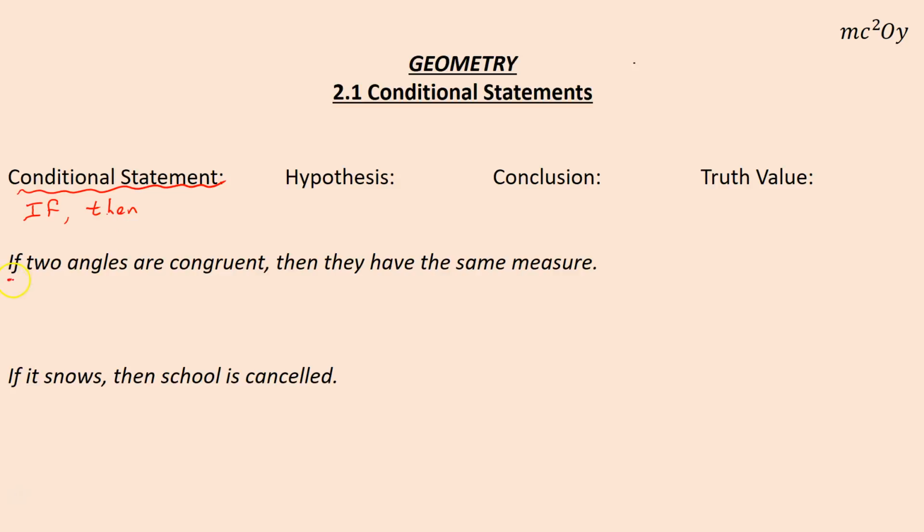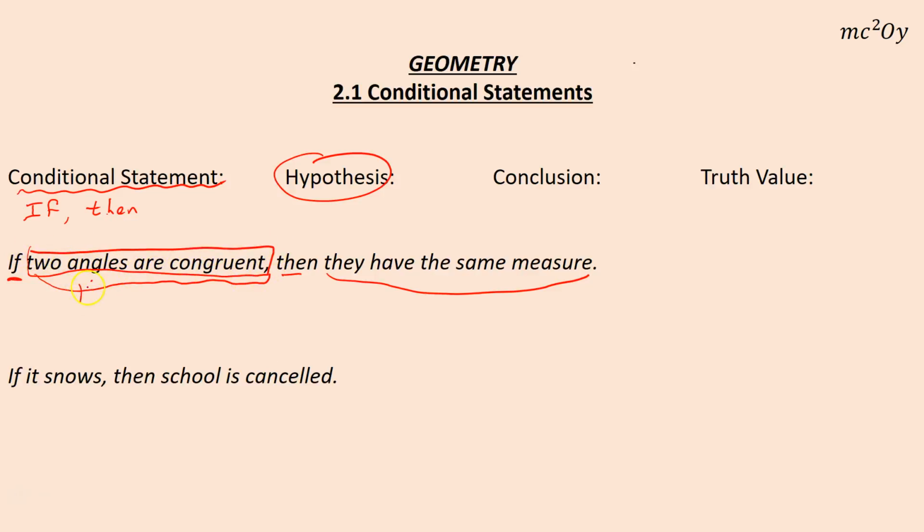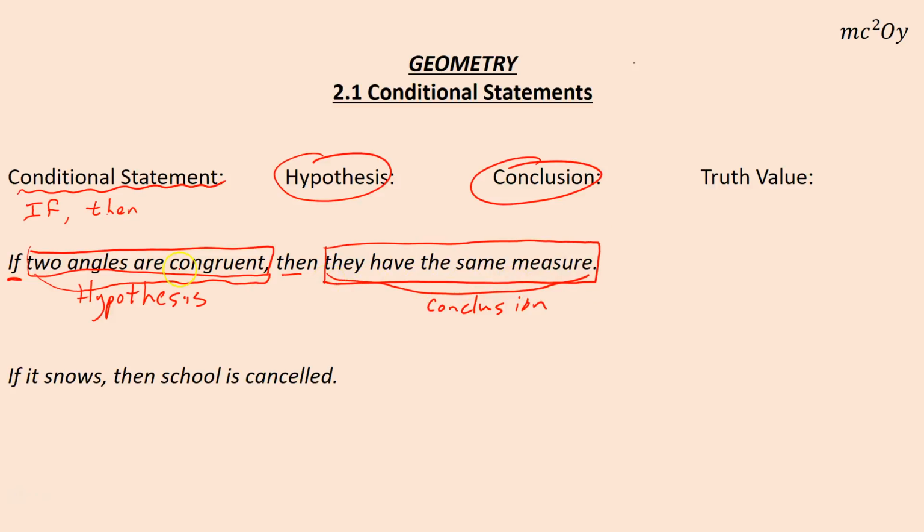So, for instance, in this one, if two angles are congruent, then they have the same measure. Okay, and what we have here is a hypothesis. The two angles are congruent. That is our hypothesis. And a conclusion. The conclusion is directly tied to our hypothesis. We're able to conclude something based on what the hypothesis says.